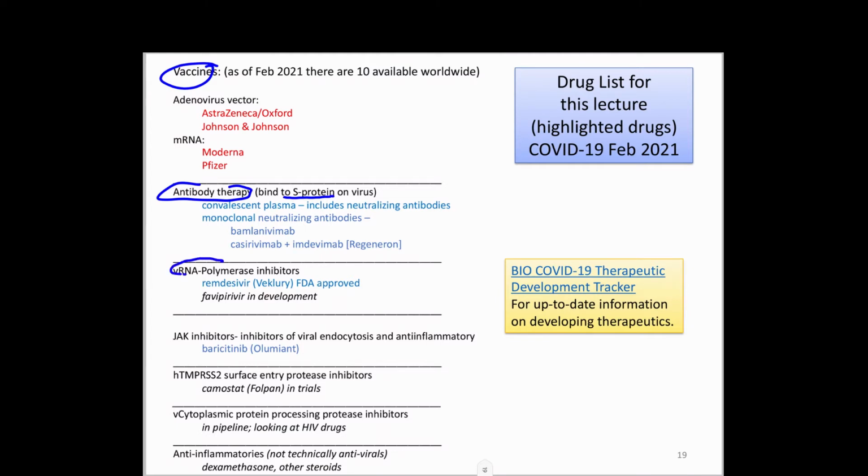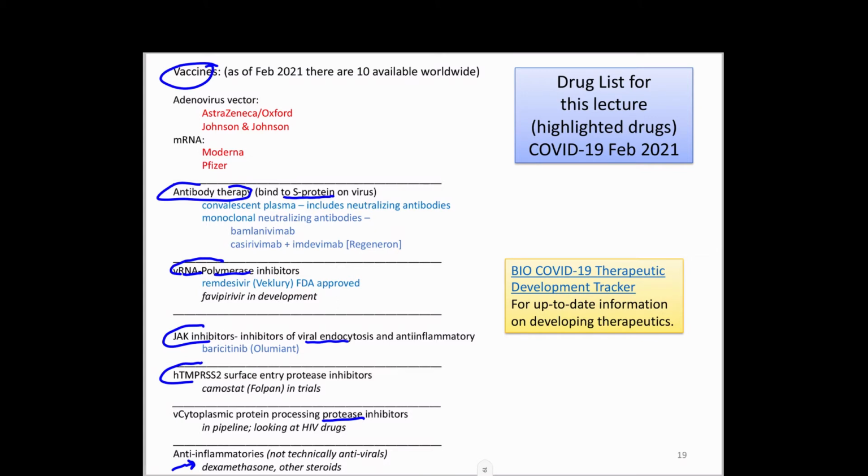There's going to be some of those viral RNA-dependent RNA polymerase inhibitors, JAK inhibitors, which help inhibit the endocytosis of the virus, inhibitors of that TMPRSS2 protease that was on the surface of our cells, and then also in the pipeline, some inhibitors of that viral protease. And while not technically antiviral, we want to remember that anti-inflammatories can also be used to decrease both pulmonary and systemic inflammation. And for this lecture, you only need to know the highlighted drugs here.